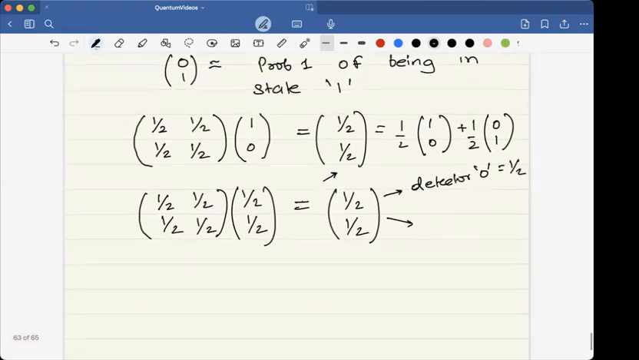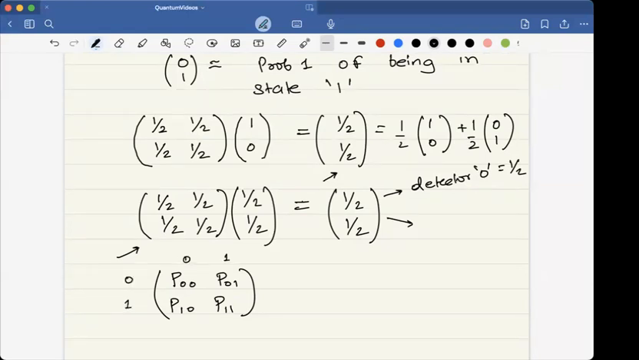And this matrix, such a matrix which has entries, so if I call these entries P00, P01, P10, P11, these are transition probabilities. So P00 is the transition probability from state 0 to state 0, and so on, right?